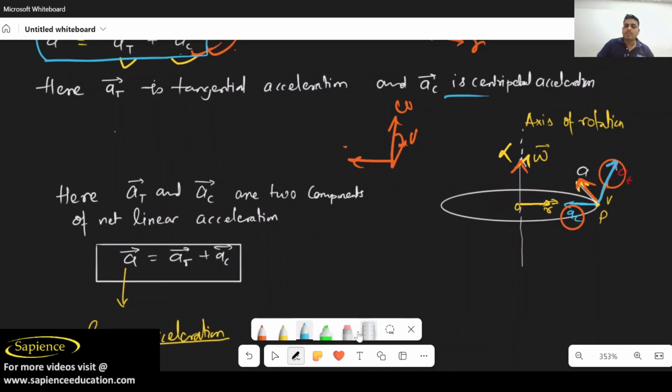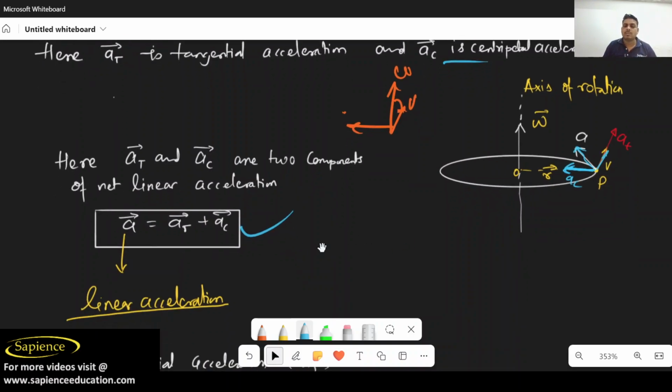So if you go to a figure, what are you getting? See here, you are getting two types of figures. This is your actual acceleration, and it has two components, tangential and centripetal acceleration. So this is what we have discussed about linear acceleration.